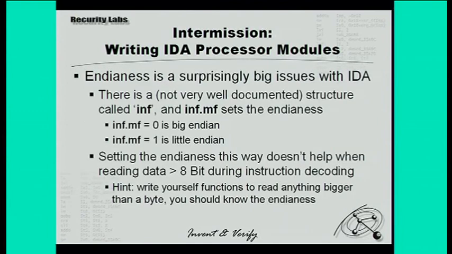Endianness is surprisingly a big problem with IDA. It took me more than a day to find the undocumented global data structure called inf that has a clearly undocumented field mf, which I believe in Russian means endianness. If you set it to 1, you're on little endian, and if you set it to 0, you're on big endian. However, if you read data, so the instruction decoding is called and you need another byte or two, the endianness is ignored. So you need your own reading function that takes care of the endianness.